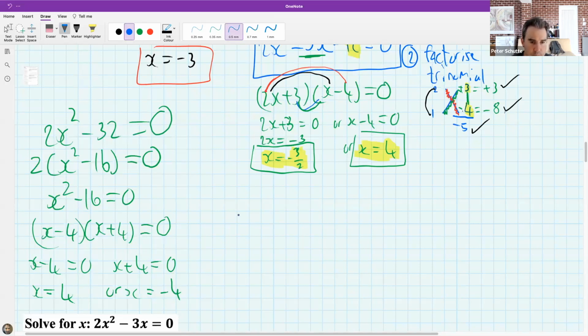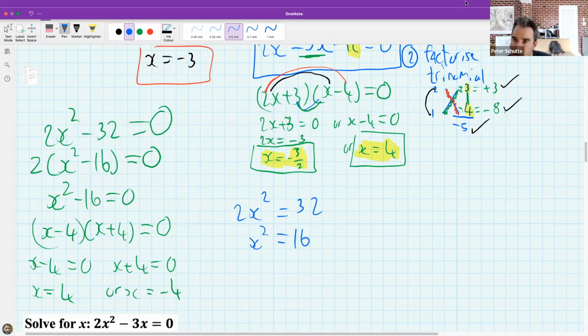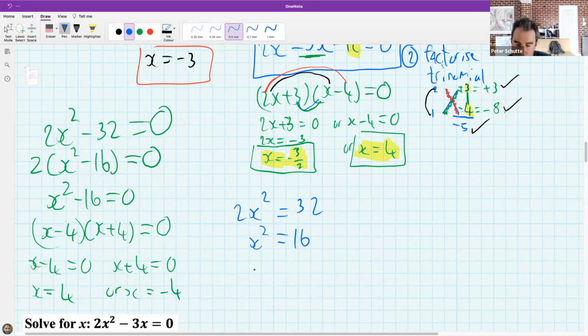If I just took the 2x squared equal to 32 and divided it by 2 on both sides, it's going to give me x squared equals 16. Then I take the 16 to the left and put it in standard form. Would that still be a correct way of approaching this question?